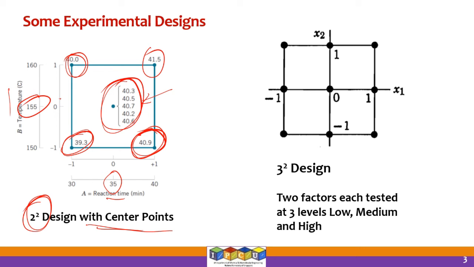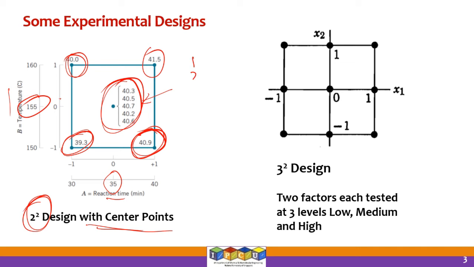Or you do that experiment once and take 5 measurements. That is not replication. You have to come to that experimental setting of 35 minutes of reaction time and 155 degrees Celsius from various other experiments. You have to conduct that experiment in a random order.